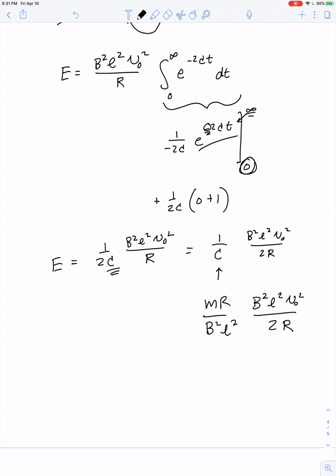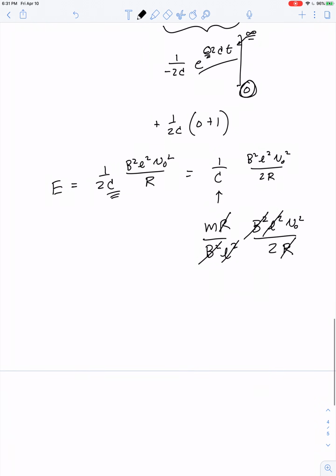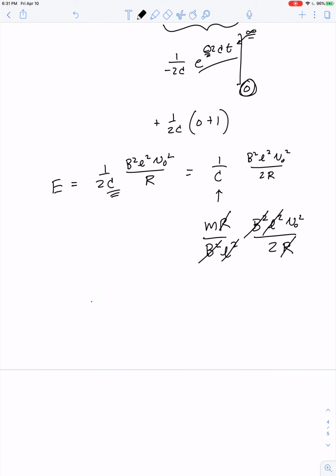Oh my goodness. The R cancels out. The B squared cancels out. The L squared cancels out. And look what we're left with. We're left with the energy is equal to 1/2 m V naught squared. Spooky.